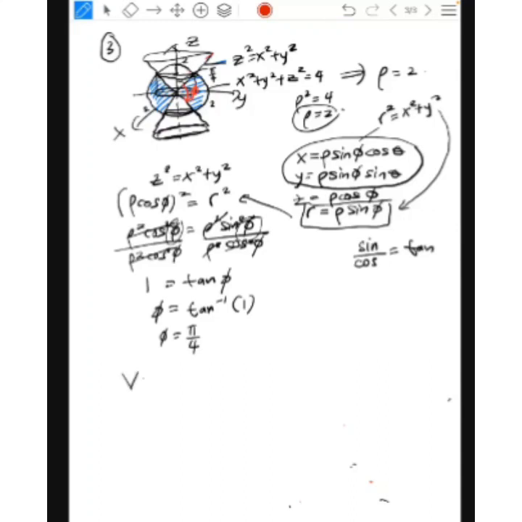Okay, so the volume, rho squared sin phi, d rho, d phi, d theta. Theta is from 0 to 2 pi. Okay, the phi is from pi over 4 until 3 pi over 4. And then the rho is from 0 to 2. Okay, so this is what you want to solve.